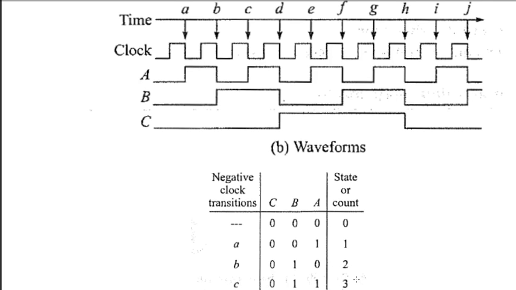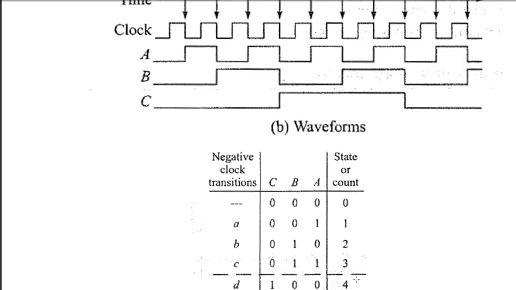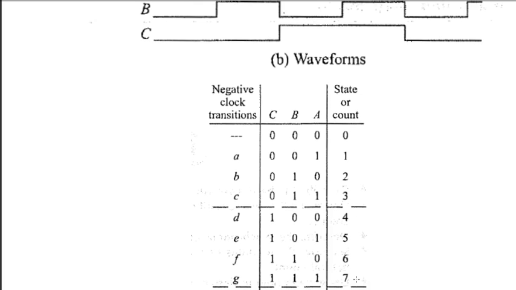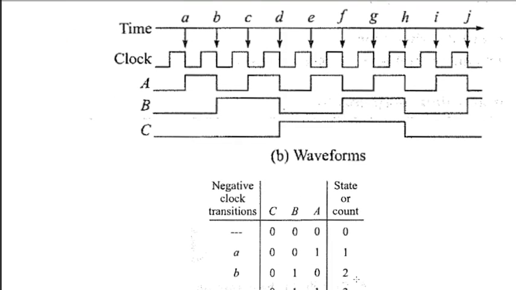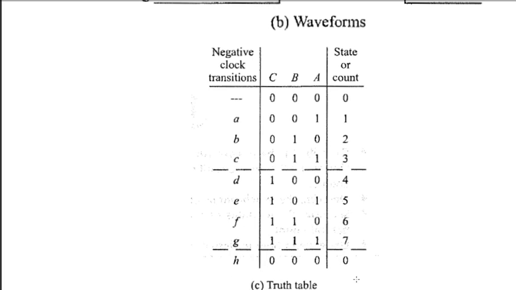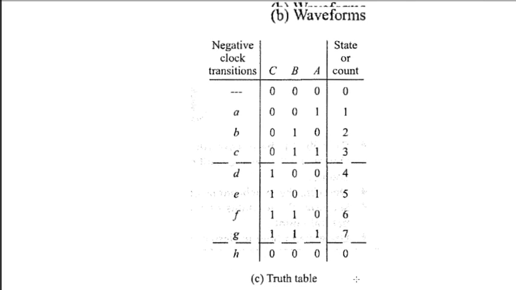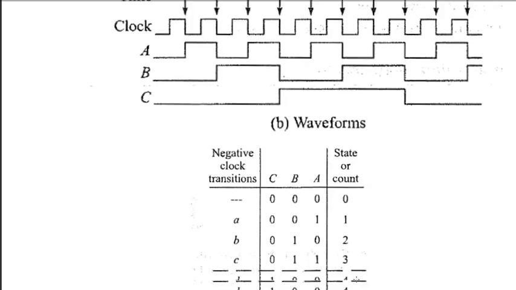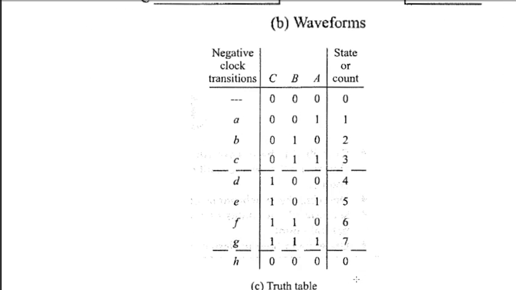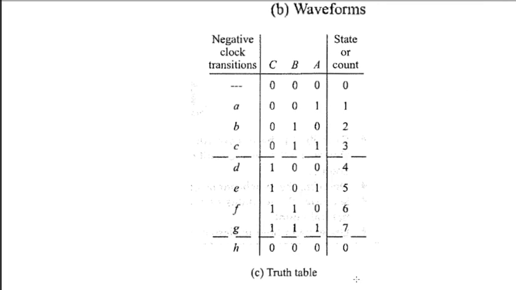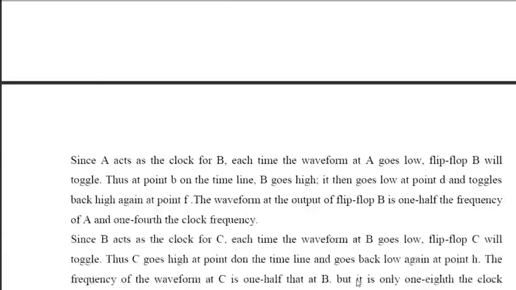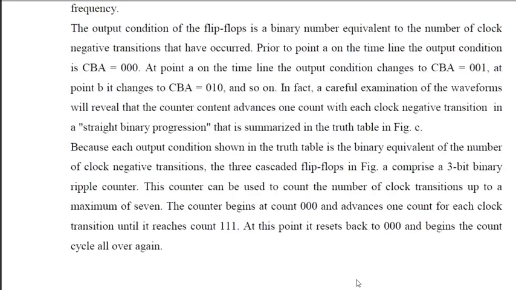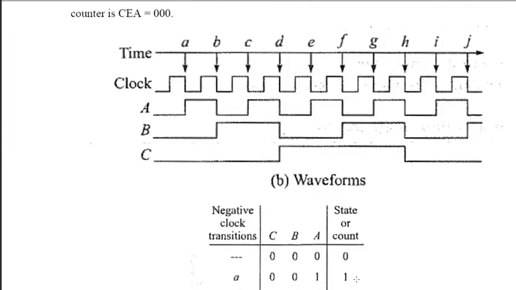Similarly at point c, you can see it is 0 1 1, and so on. Finally at point g it will be 7, the seventh count, and at h you can see it is 0 0 0 again, so it starts again. So by using three flip flops you can count from 0 to 7. That is, 8 counts are possible by using this type of ripple counter. This whole thing is explained here. You just go through this.